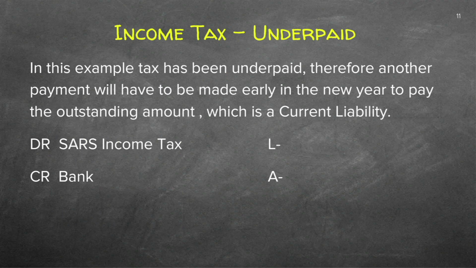In this example, tax has been underpaid. Therefore, another payment will have to be made to clear that debt of 3,000 Rand, which we owe to SARS. We won't let it lie over until our next interim payment, because SARS will charge us interest. And so we now have to pay that 3,000 Rand that we owe to SARS early into the new year. And so I'm going to debit SARS income tax and credit the bank.